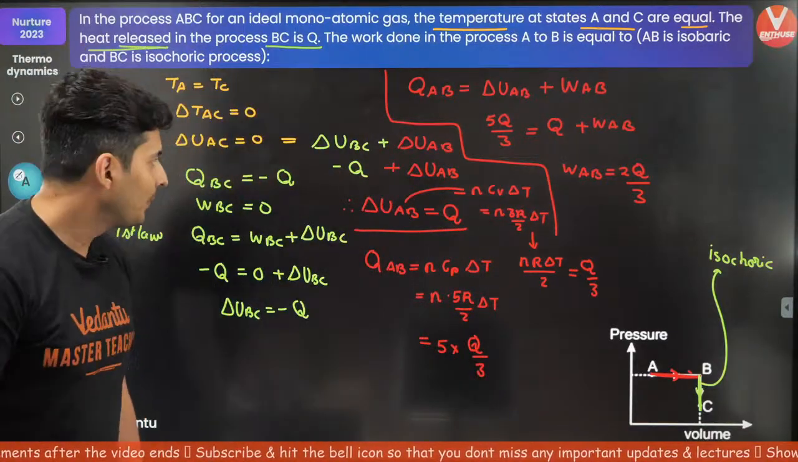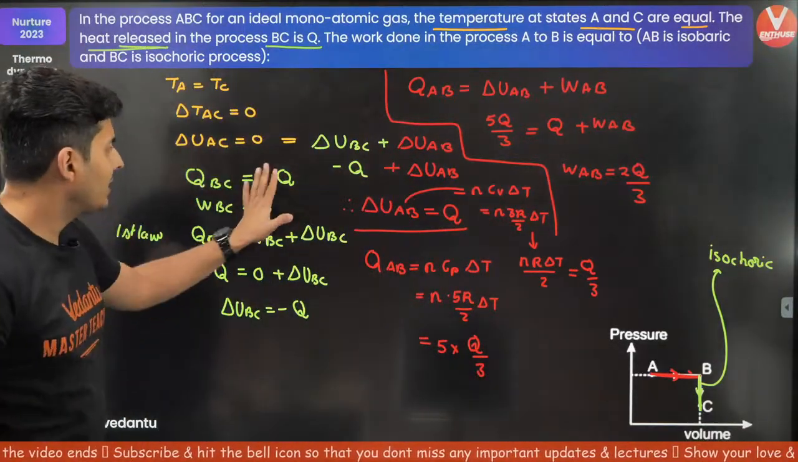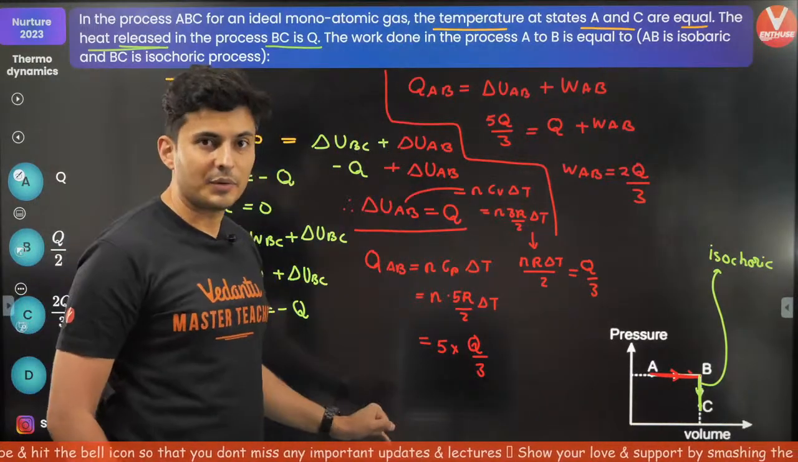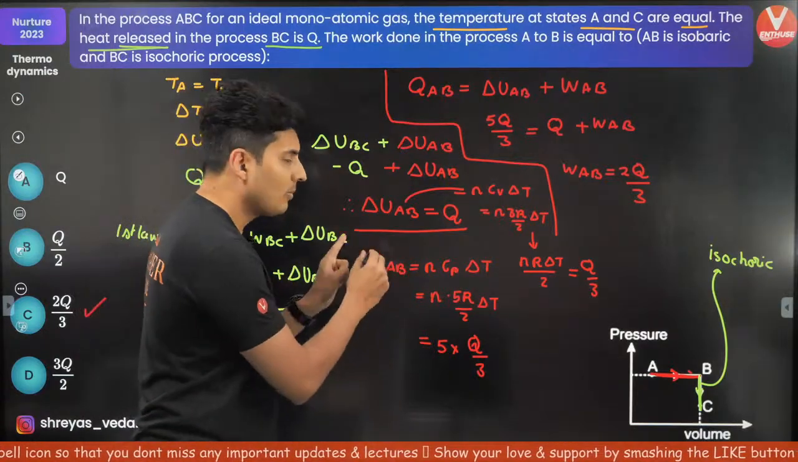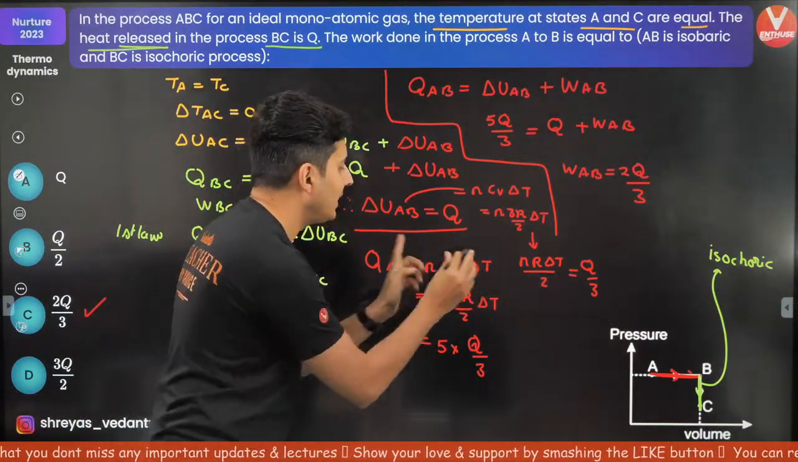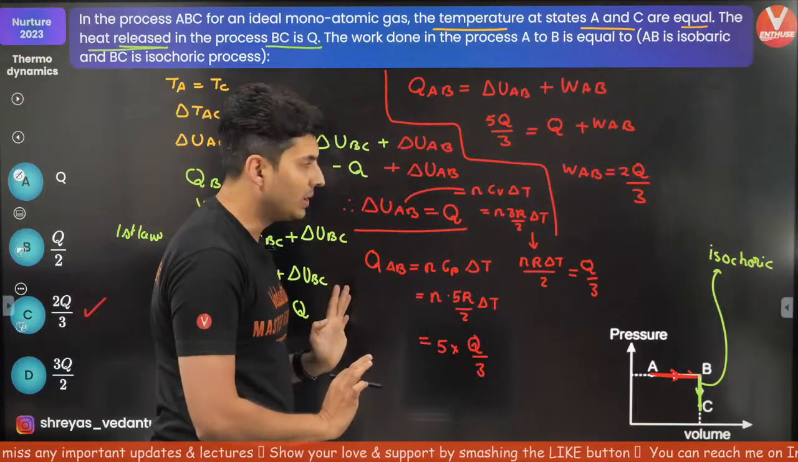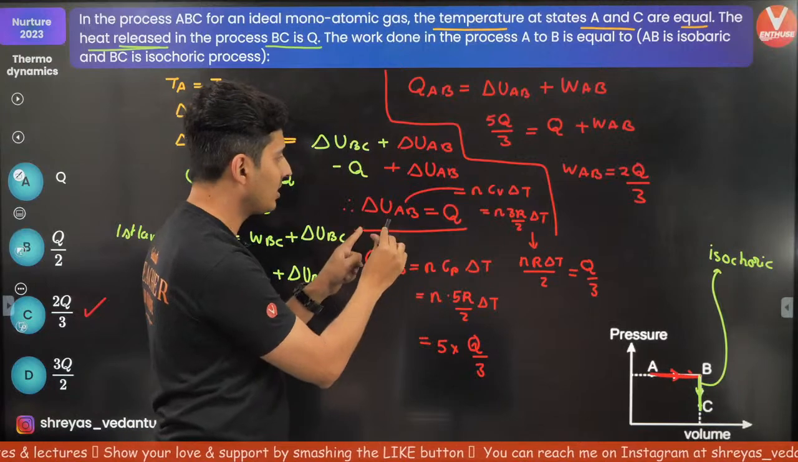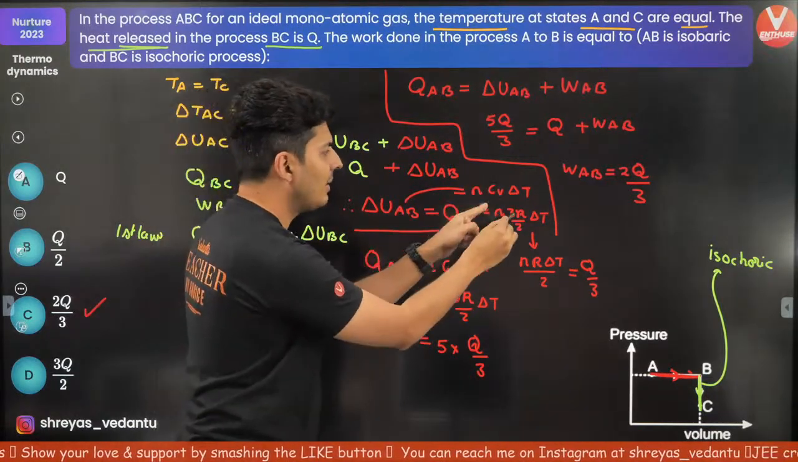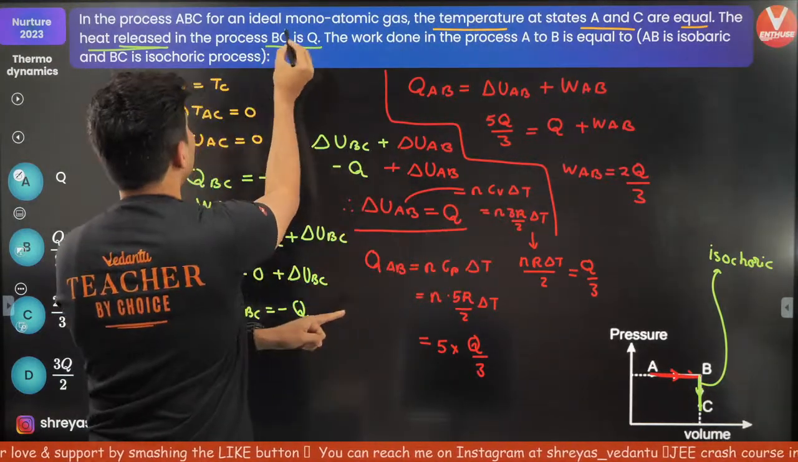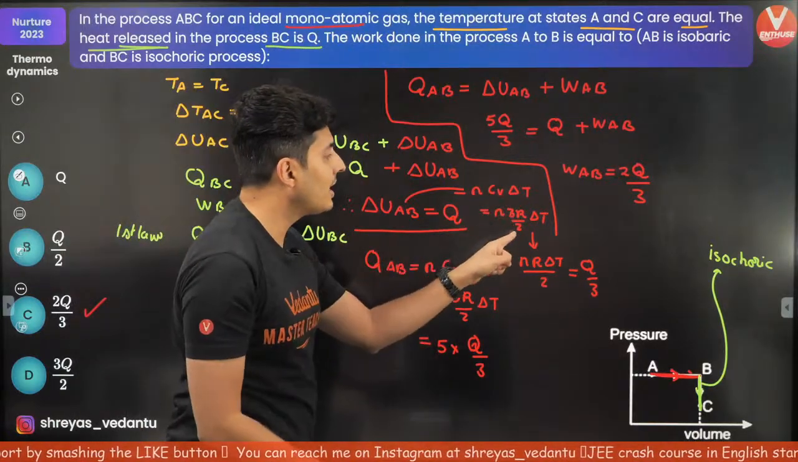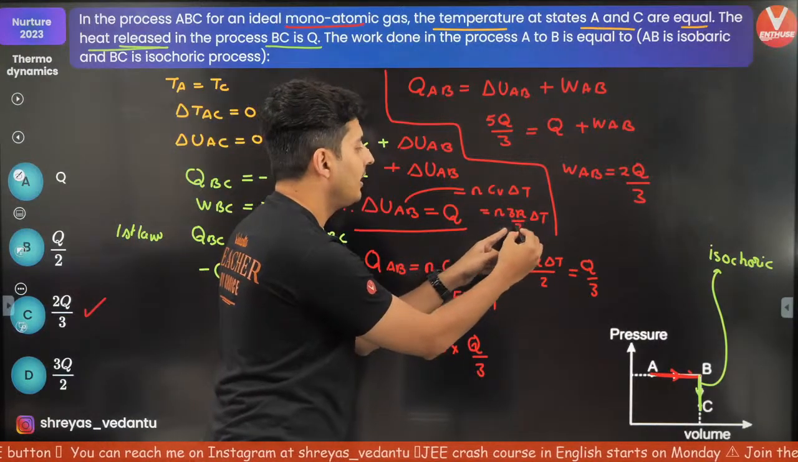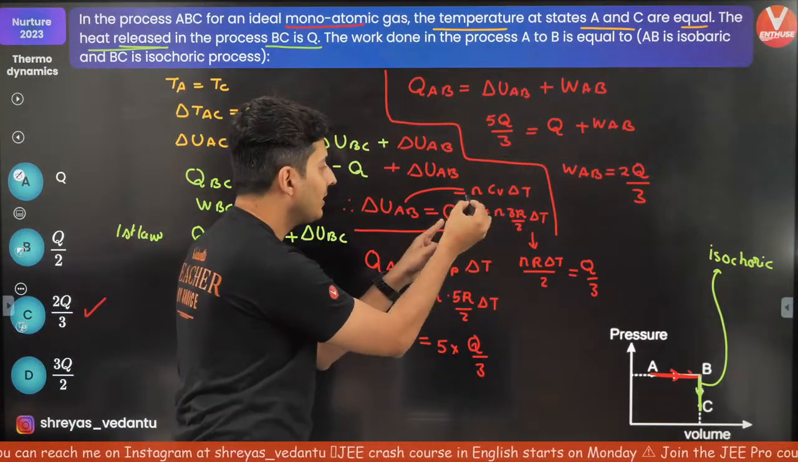Okay, so till here everything was smooth. The problem was Q_AB was unknown. So what I did, Q by definition is nCp delta T. Cp is 5R by 2. Delta U by definition is nCv delta T. That means Cv, because it's a monoatomic gas, it's clearly mentioned mono, Cv will be 3R by 2.